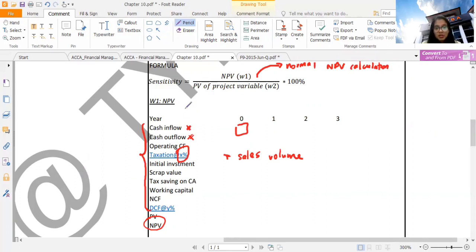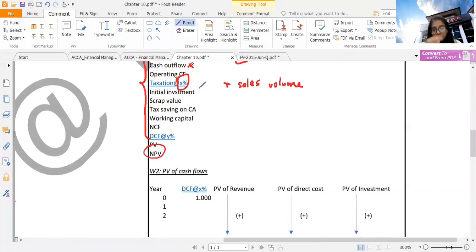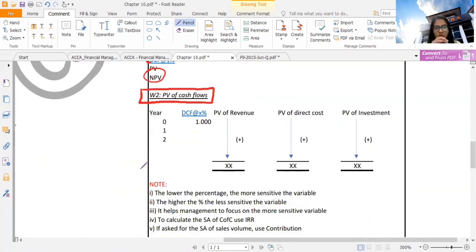Calculation, all right? While the second working, number two, is calculating the PV of a project variable. So the one where we need to pay attention is working number two under PV of cash flow. What I require you to do is calculate the total present value of your cash flows. So how do you do that?